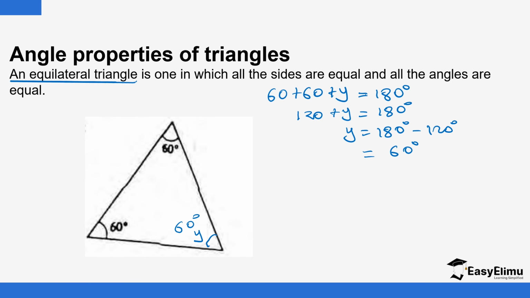Again, if you realize that all the interior angles are the same, then it implies that all the sides are the same. So this side equals this. Again, if you have all the sides being the same, then it also means that all the interior angles are the same. So that is a conclusion that you have to make.